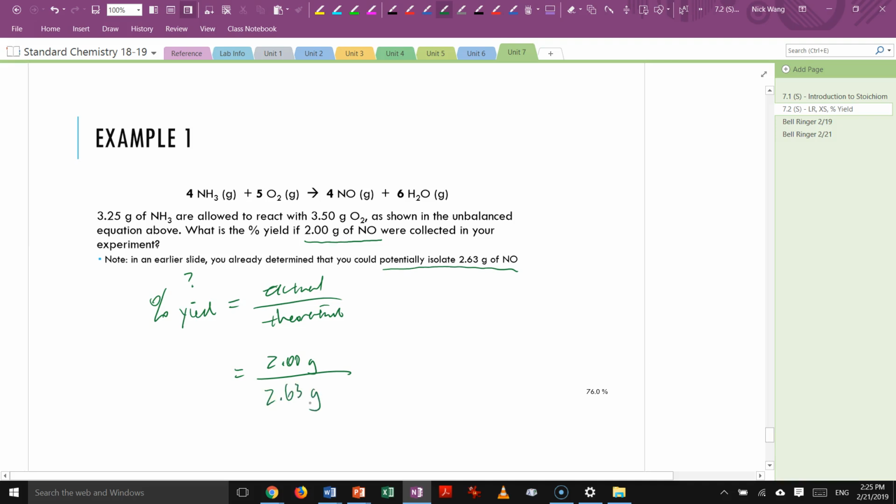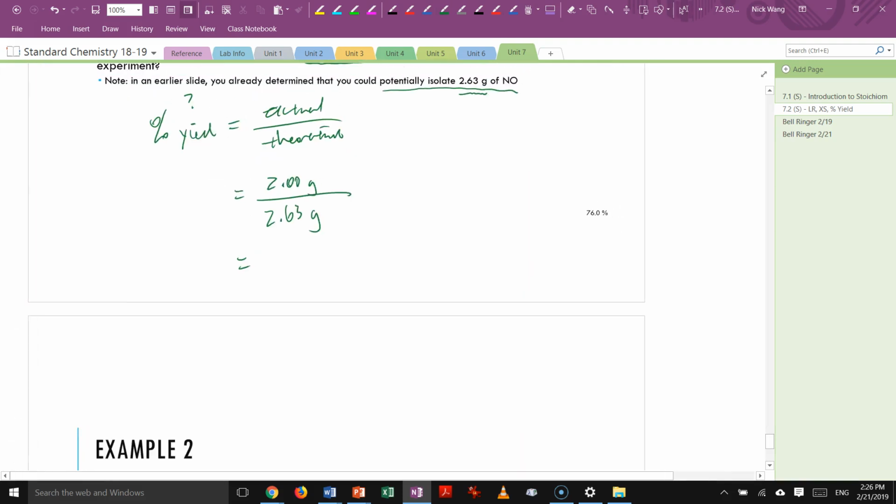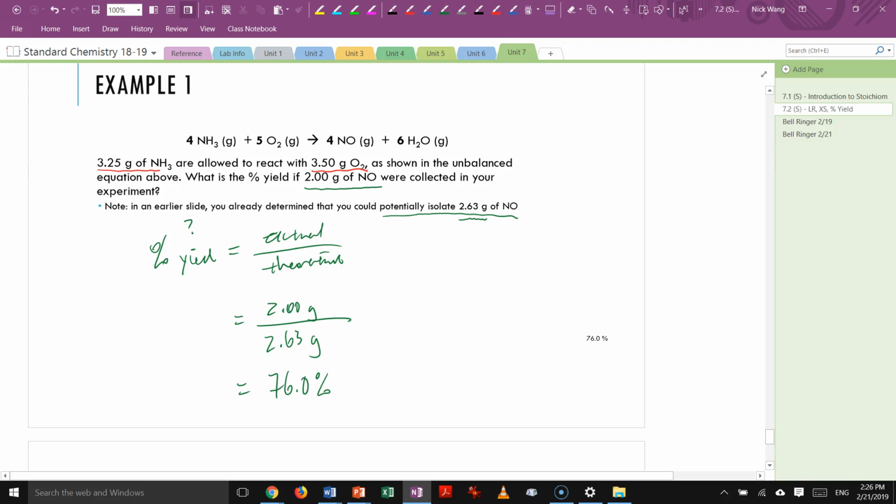Because that says that according to the given amounts of 3.25 grams and 3.50 grams of those two reactants, if you took those two masses and according to perfect stoichiometry, assuming everything goes the way it's supposed to, you could theoretically produce 2.63 grams, and that's why that goes on the bottom of this formula. That's your theoretical yield. Do a little bit of math, pay attention to your significant figures, and you'll find that the percentage is going to end up being 76.0%.